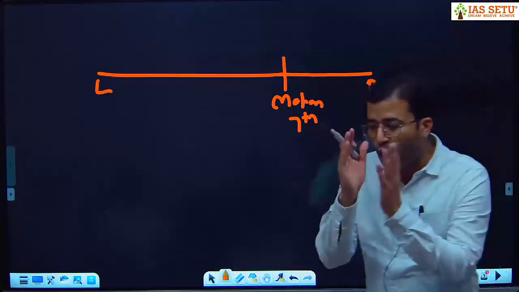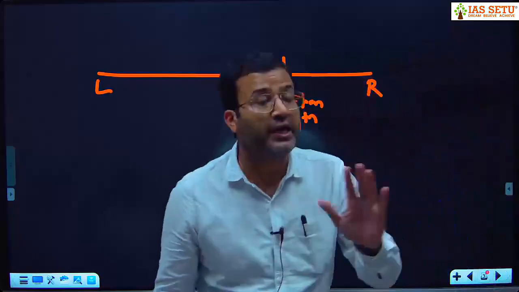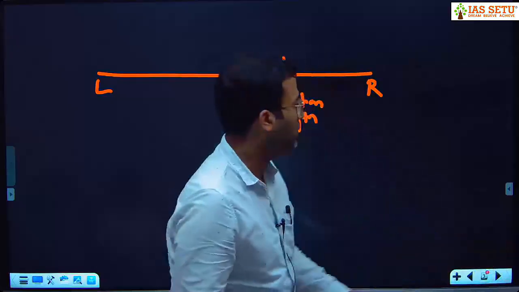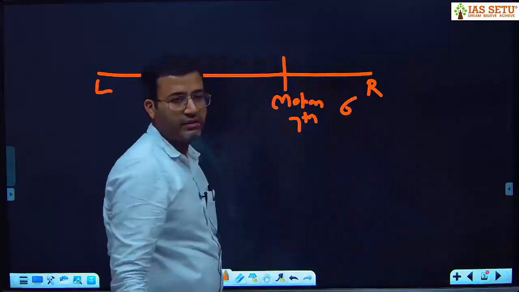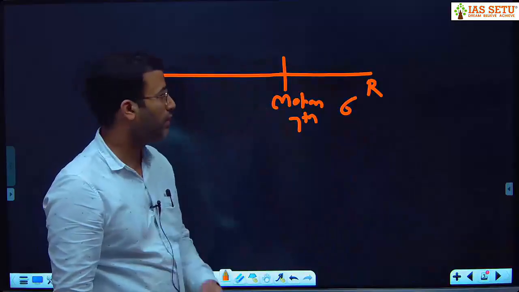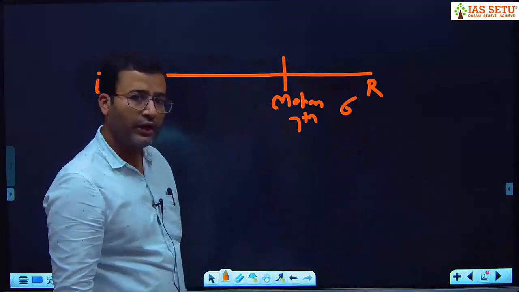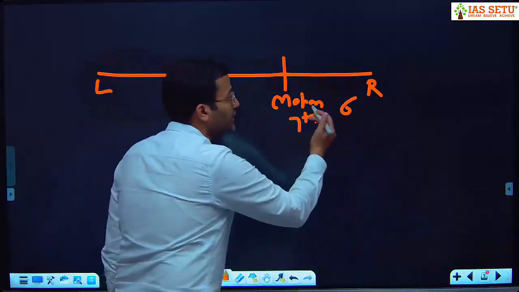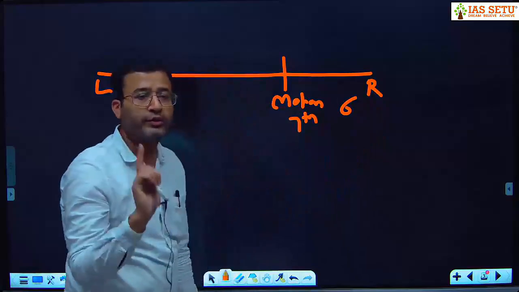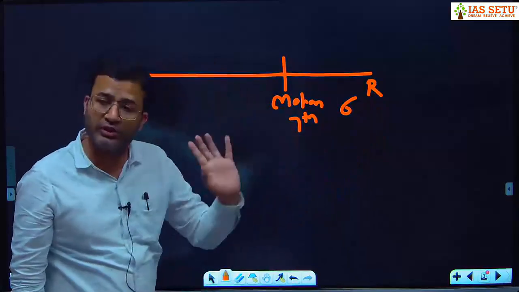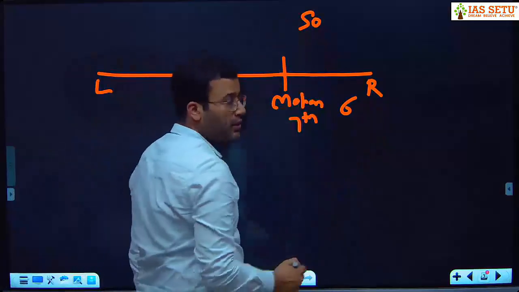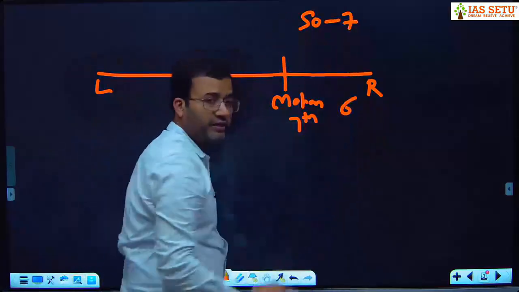Can I say if Mohan is 7th from the right, it means there are 6 on the right side of Mohan? That's why Mohan is the 7th. So here you can say 6 on the right side of Mohan, excluding Mohan, and 7 including Mohan. Total there are 50 boys. Out of that, these are 7, remaining 43.